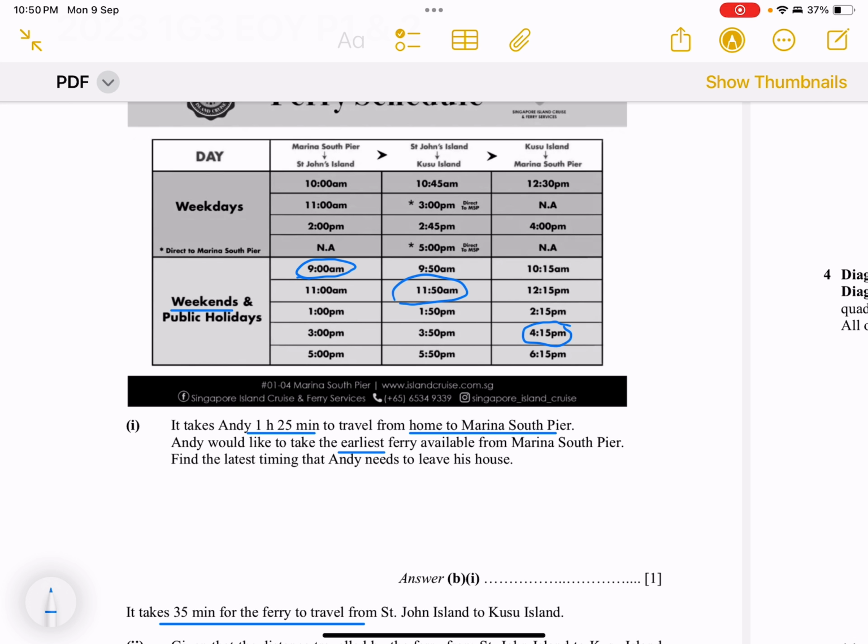Right? So that means we have to take the earliest ferry and minus the time of travel. Right? So the earliest ferry on the weekend is 9 a.m. and we minus away the time of travel, which is 1 hour and 25 minutes. So when we subtract, we have 0735. Okay, and that is the time that he should leave the house.